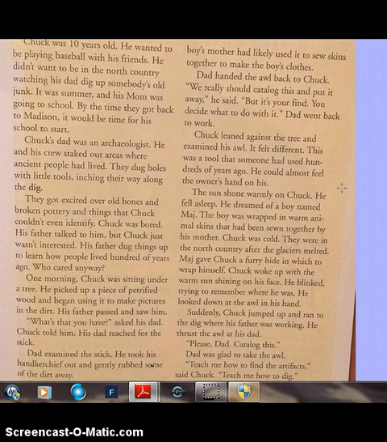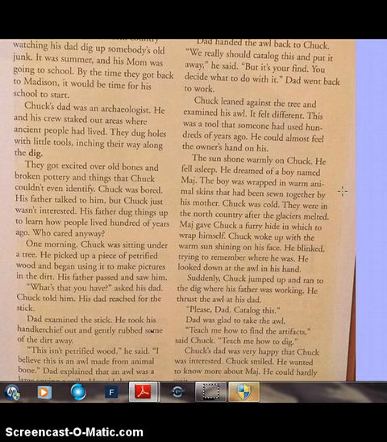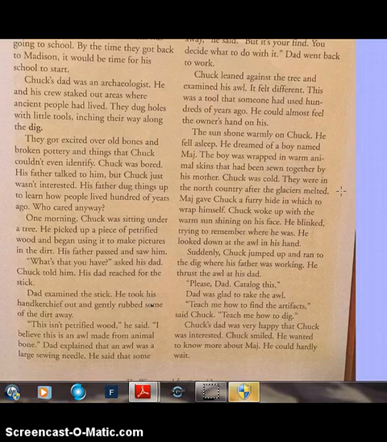Chuck's dad was an archaeologist. He and his crew staked out areas where ancient people had lived. They dug holes with little tools, inching their way along the dig. They got excited over old bones and broken pottery and things that Chuck couldn't even identify.